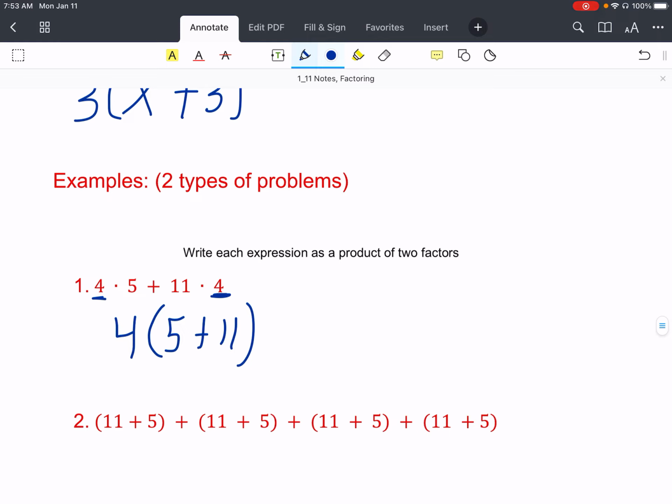Number 2, this is repeated addition. We have 11 plus 5s all throughout, and there are 4 of them. So again, we can say there are 4 groups of, and I'm going to switch the order to make it the same, 5 plus 11. So I've taken repeated addition, and I have made it into factored multiplication.